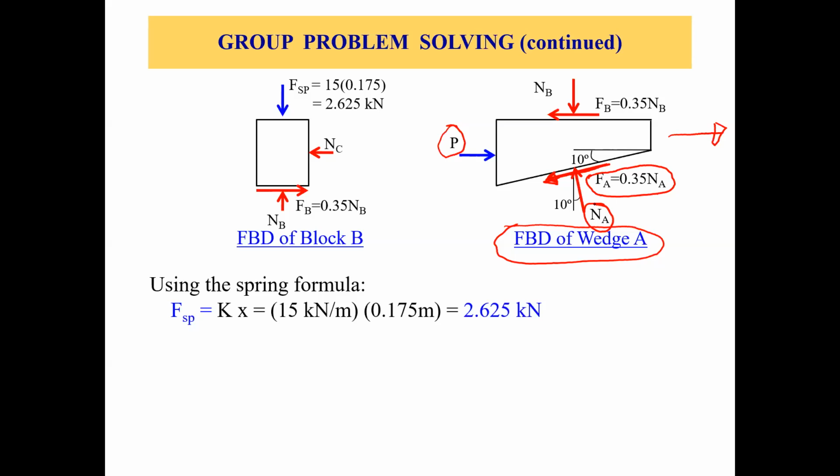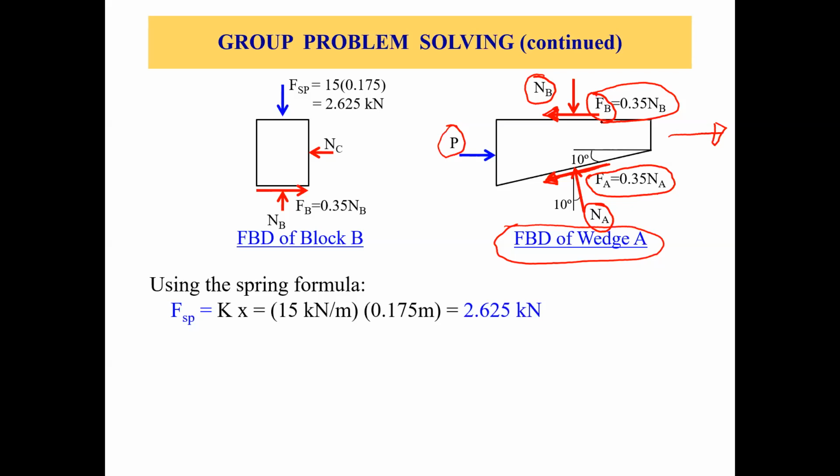Now let's look at the top of wedge A. What forces do we have? As we already know that wedge A is moving to the right, we have this friction force F sub B acting to the left, opposite to the direction of motion. And this is the normal force N sub B acting perpendicular to the surface. So F sub B equals 0.35 times N sub B, that is, mu S times N sub B. Now we are done with the free body diagram of wedge A.